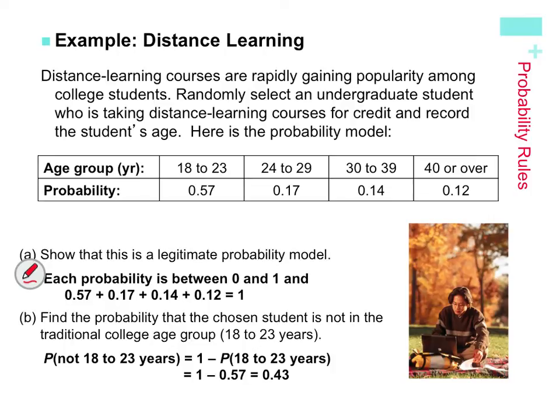Then the second question: find the probability that the chosen student is not in the traditional college age group, 18 to 23. You're just going to subtract. It's the probability of not being 18 to 23. So you have an option. You can add 0.17 plus 0.14 plus 0.12, or you could do 1 minus the 0.57 that represents the traditional college age group.